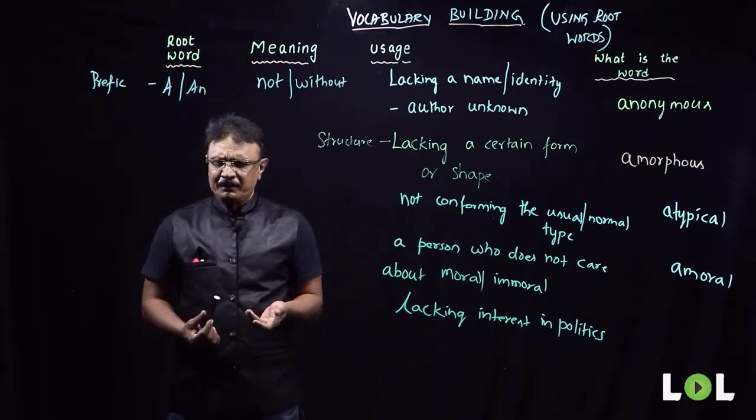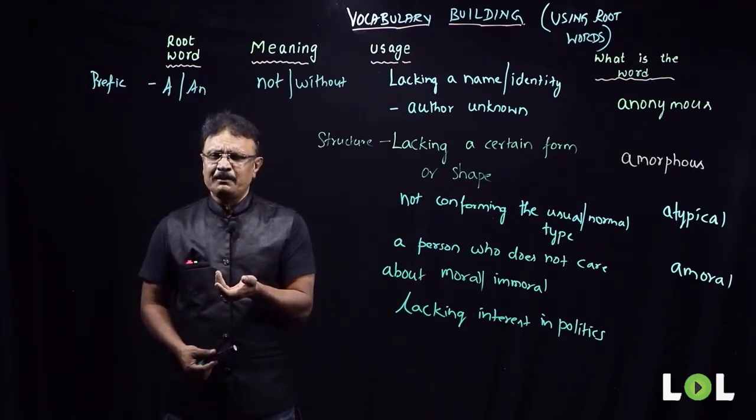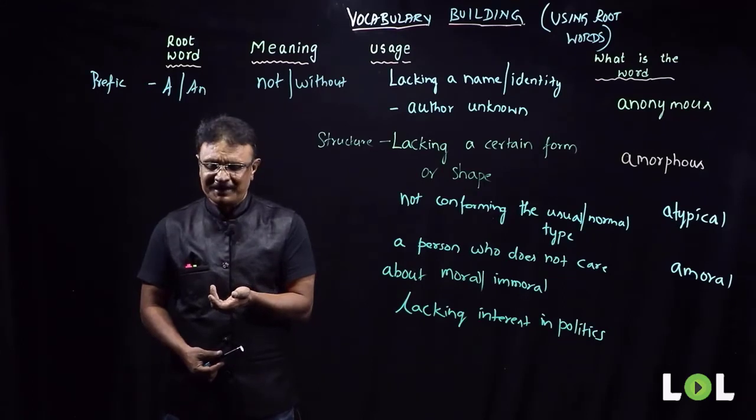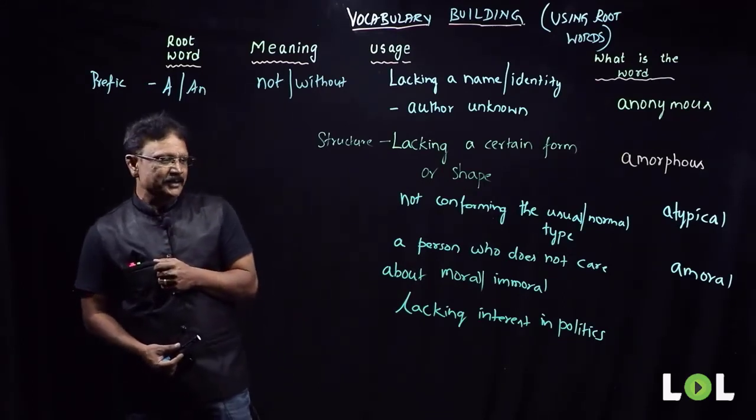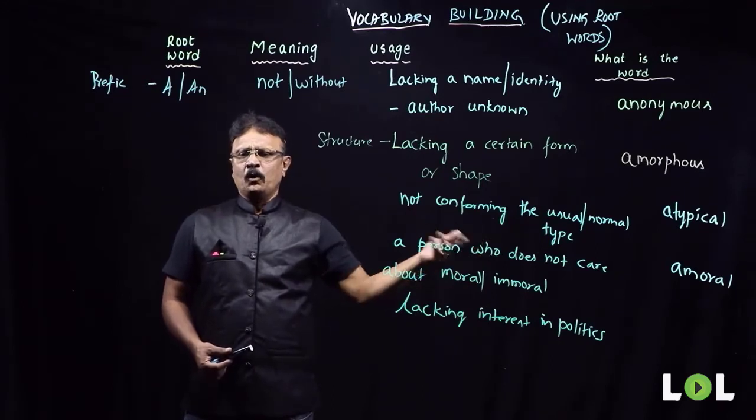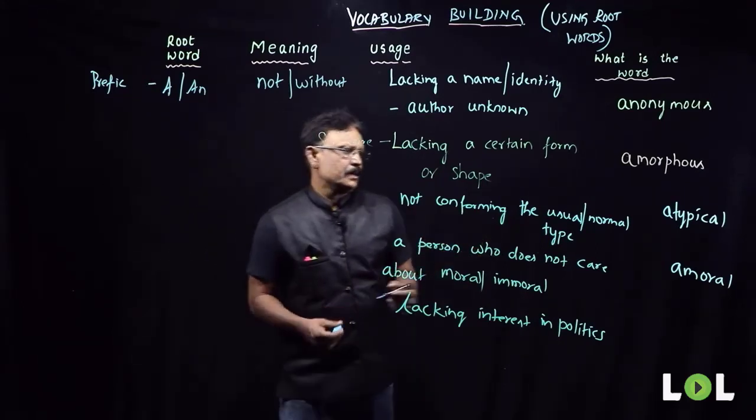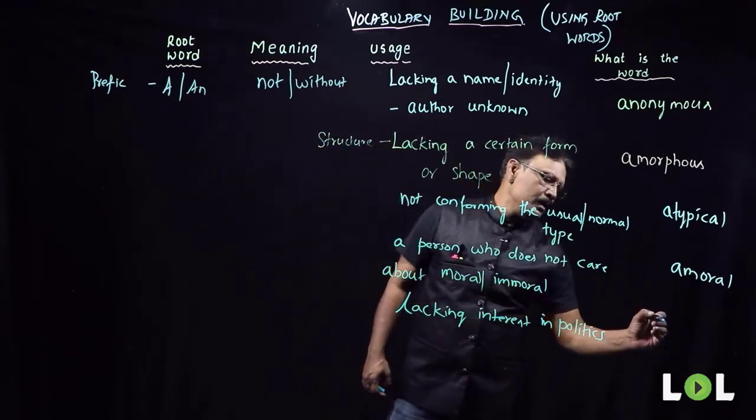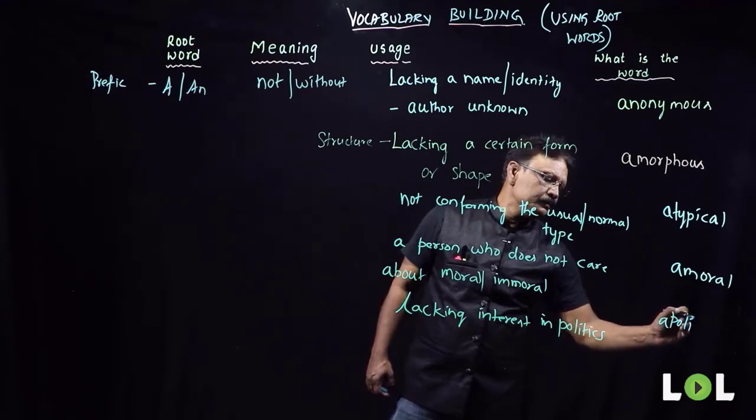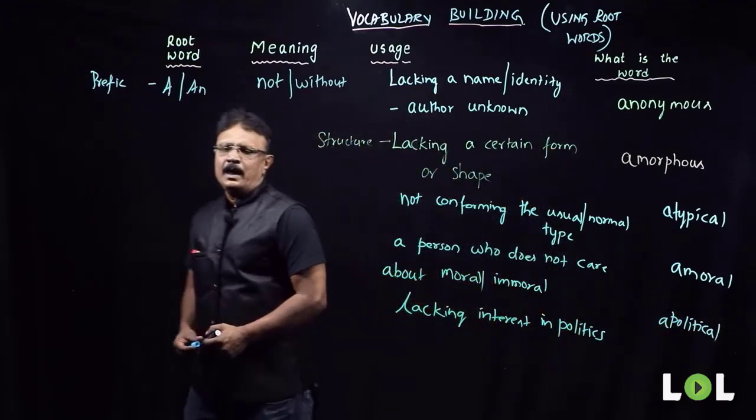Please do take active interest. The least that you can do is cast your votes at the time of election. Please find time for it. So the word that we're looking for is lacking interest in politics. What kind of a person is he? The word is apolitical. As simple as that. Apolitical.